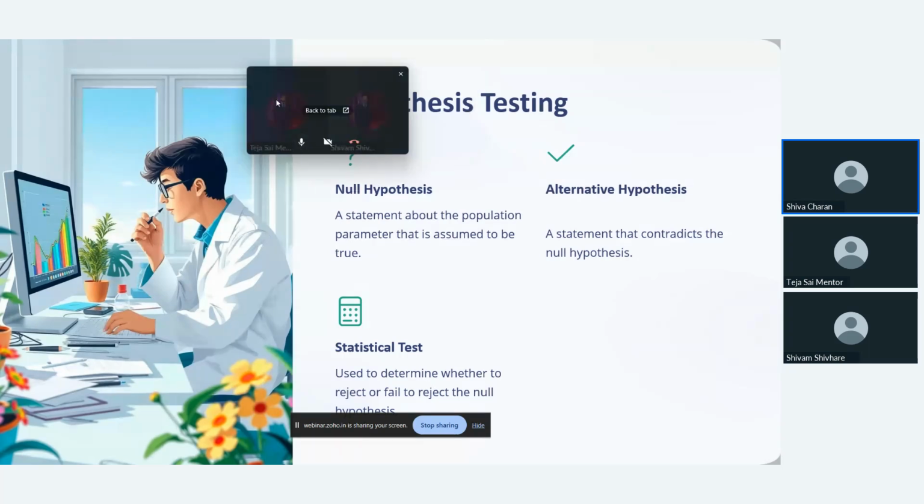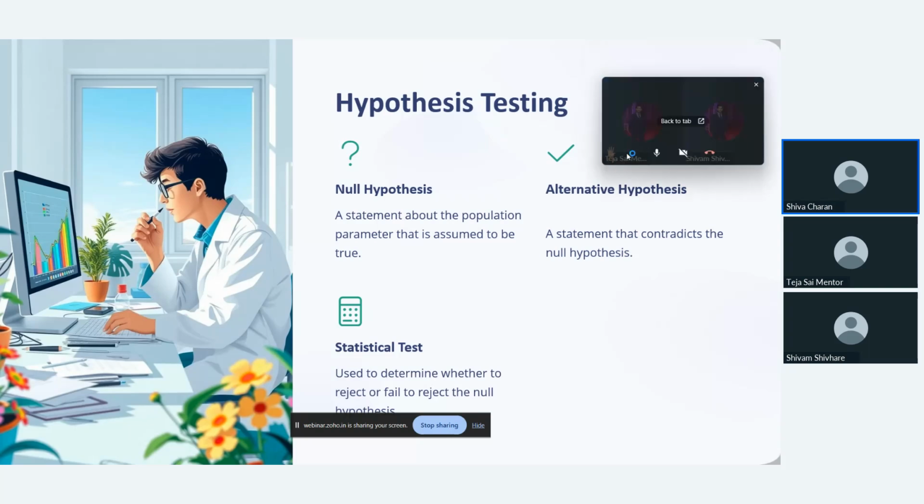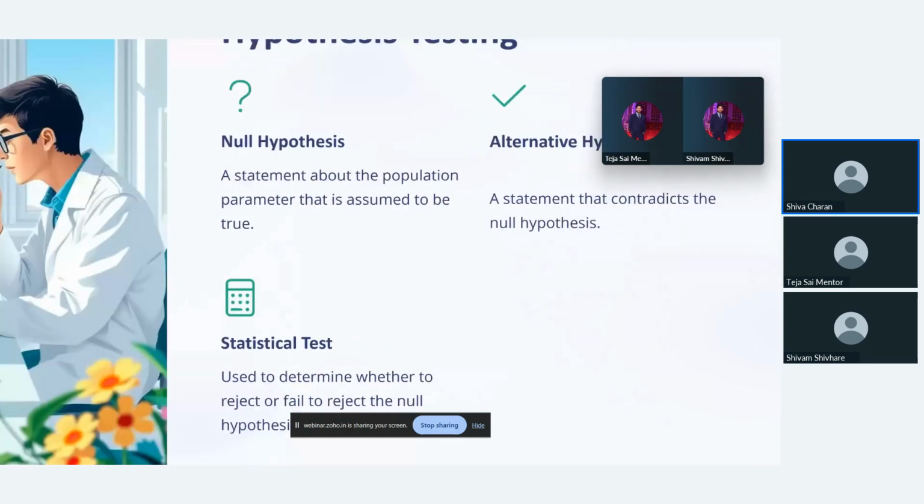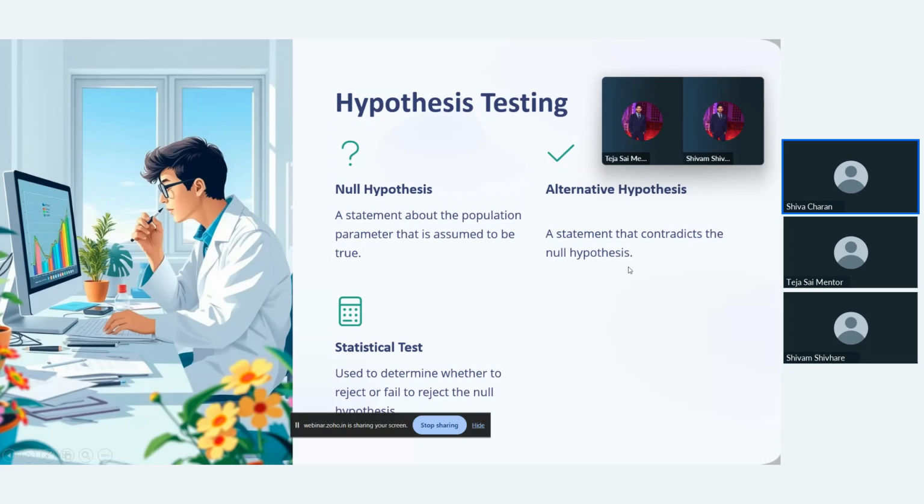Sorry, I was on mute. So I was just saying about what are all the topics which we have discussed. Now we'll be discussing hypothesis testing. In hypothesis testing, we'll be having null and alternate hypothesis. But initially, what is hypothesis testing? What does it say exactly?